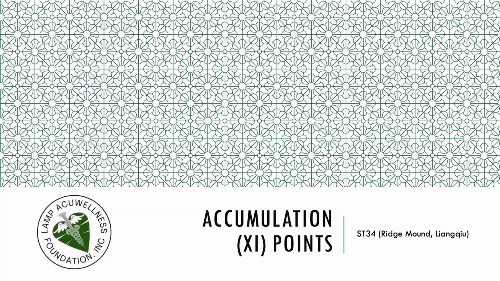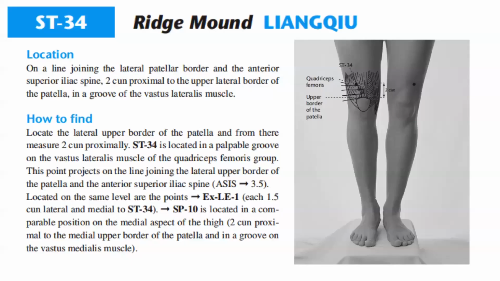Let's discuss the accumulation or xi-cleft points. For today, we specifically discuss Stomach 34, the Ridge Mound, or Liangqiu. Stomach 34 is located on a line joining the lateral patellar border and the anterior superior iliac spine, 2 sun proximal to the upper lateral border of the patella, in a groove of the vastus lateralis muscle.